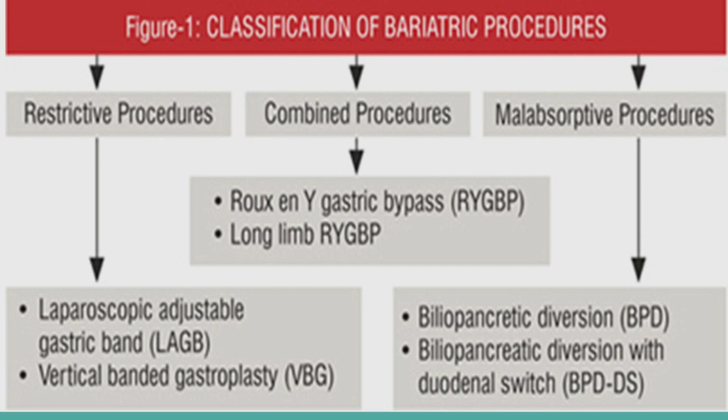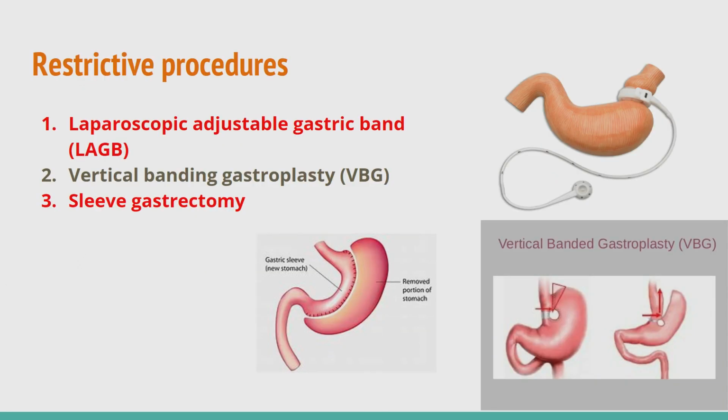Bariatric procedures can be broadly classified into restrictive procedures, malabsorptive procedures, or procedures which have both mechanisms, restriction as well as malabsorption. Coming to restrictive procedures, the procedure commonly done is the laparoscopic adjustable gastric band, in which a band is applied around the upper part of the stomach, and a port is fixed under the skin, through which saline is put in, leading to constriction or narrowing of the upper part of the stomach. The patient has restricted capacity to eat, which leads to weight loss.